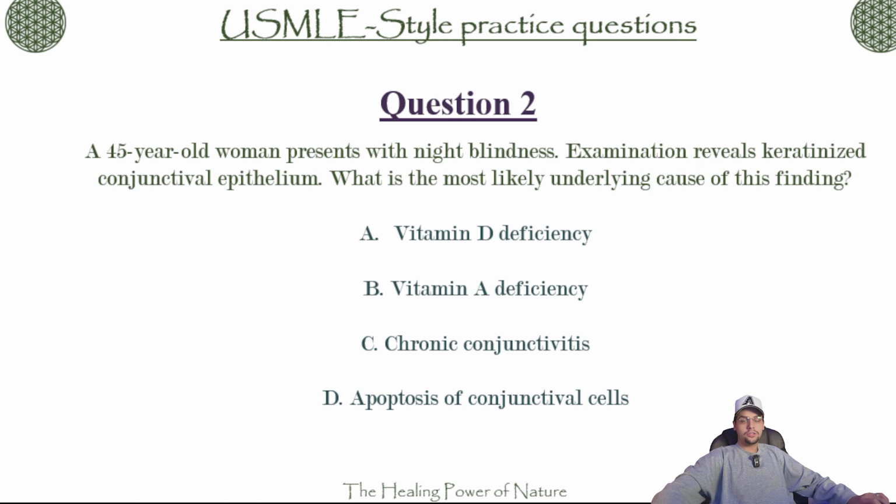Okay. Question number 2. I'll give you a few minutes. Okay, good job. Vitamin A deficiency was the correct answer. So why not A? So vitamin D deficiency affects bone metabolism, not epithelial differentiation. Why not C? Chronic conjunctivitis causes inflammation but not keratinization. Okay. Why not D? Apoptosis reduces cell numbers but does not lead to keratinization.